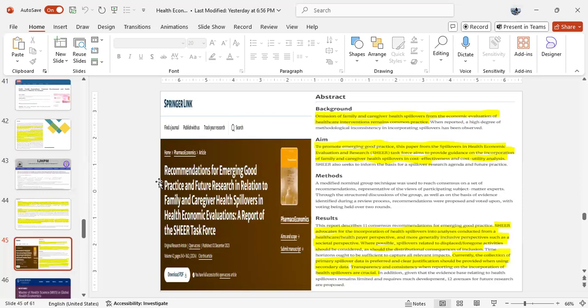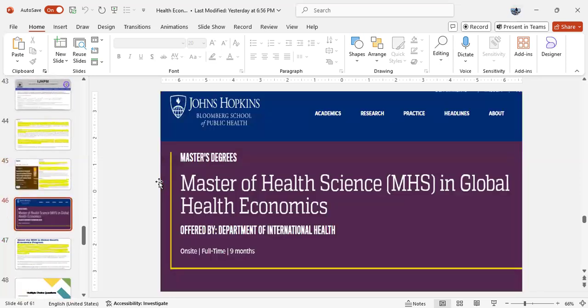Where possible, spillovers related to displaced or foregone activities should be considered, as should the distributional consequences of inclusion. Currently, the collection of primary spillover data is preferred, and clear justification should be provided when choosing secondary data. Transparency and consistency when reporting on the incorporation of health spillovers are crucial.